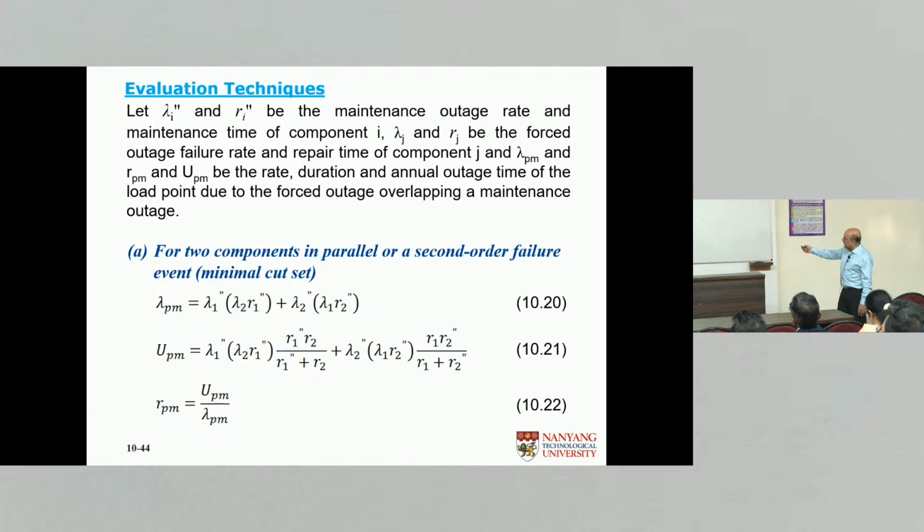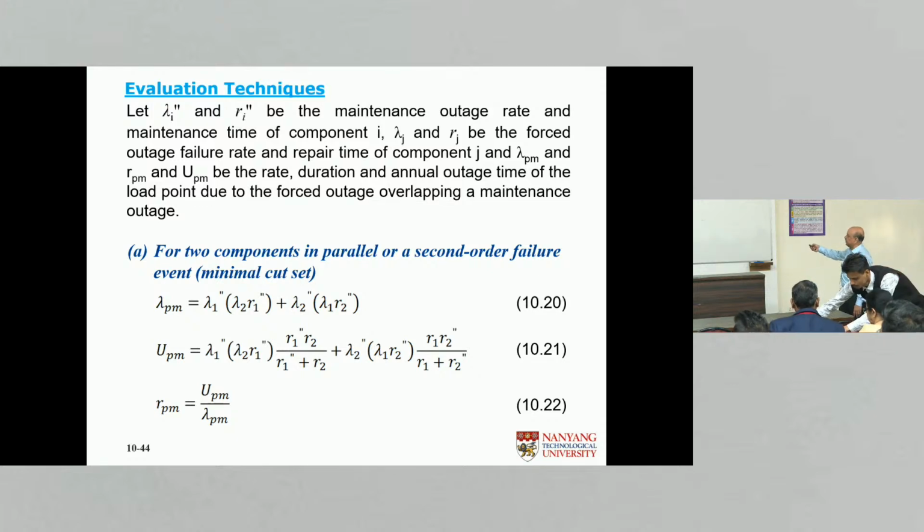Not sure if you remember. Component 1 is out due to maintenance, lambda 1 double prime, please note. I'm trying to tell you how to get these equations. Component 1 is on maintenance, and when component 1 is on maintenance, component 2 fails during the maintenance time of component 1. Clear? Then obviously the other outage is also possible, right? Component 2 is on maintenance, and during that component 1 fails during the maintenance time of component 2. Clear?